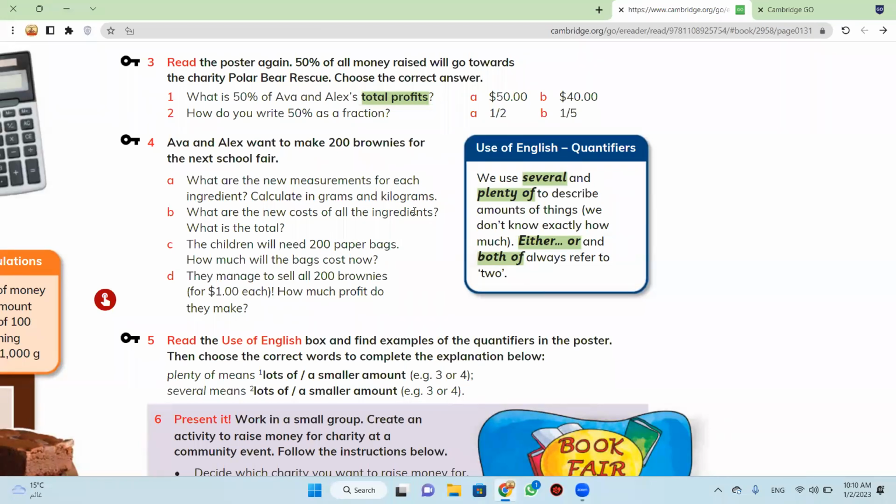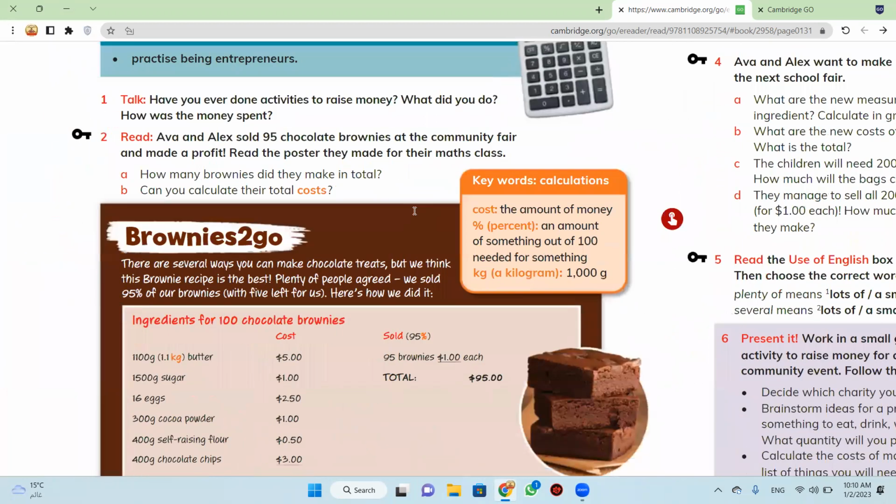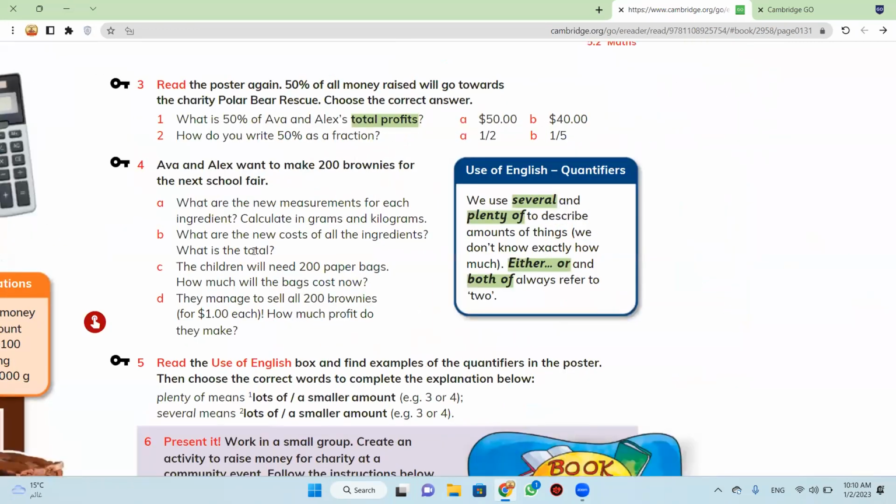How much butter do they need? In, I think, grams. Yes, or kilograms. Two... 2.2 kilograms, right? Yeah. 2.2, because 200 brownies is double. Okay, good. Yeah. Thank you, Haddal. Let's do B.